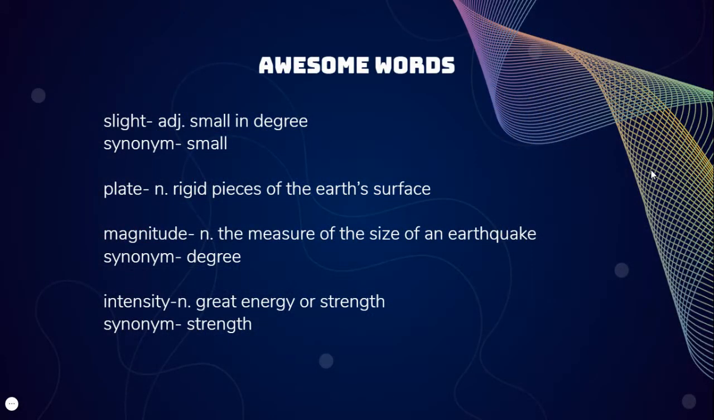Some awesome words we're going to read. Slight. Say the word slight. In this text, slight is used as an adjective. It means small in degree. A synonym for slight is small. Plate. Say the word plate. Plate is a multiple meaning word. In today's text, it is used as a noun, which means a rigid piece of the earth's surface.